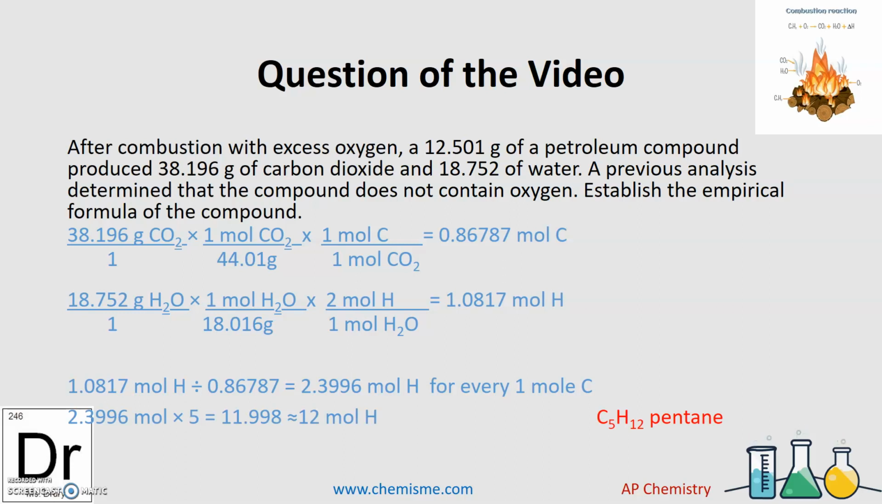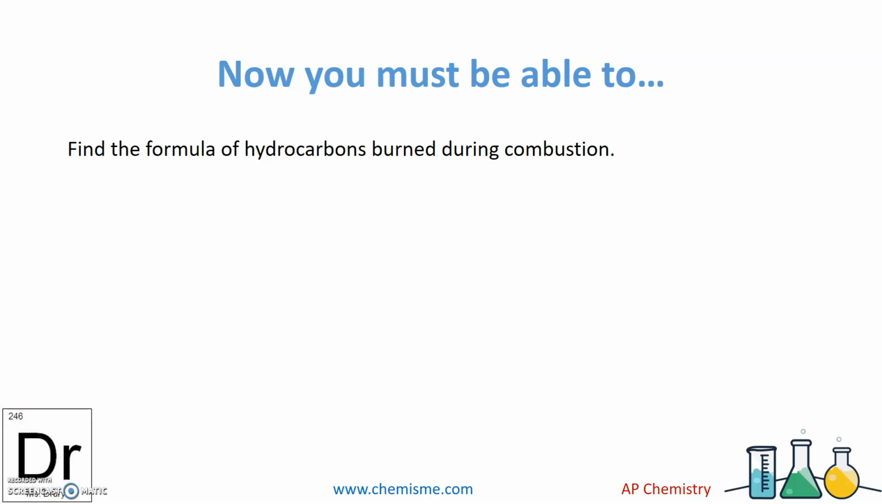It would give me about 12 moles of hydrogen. If I multiply the hydrogen by 5, I have to multiply the carbon by 5. So C5H12, which we know from last year is pentane. At this point, you should be able to find the formula of hydrocarbons using combustion equations.